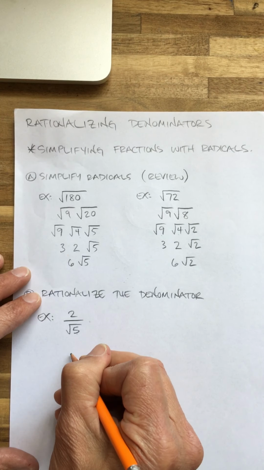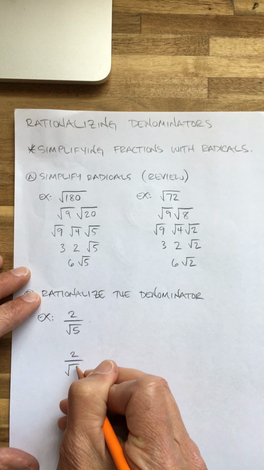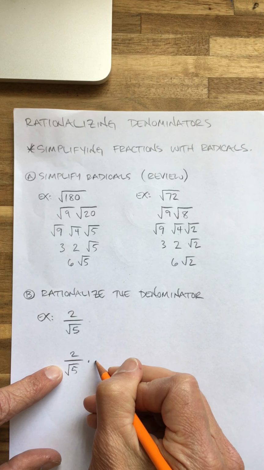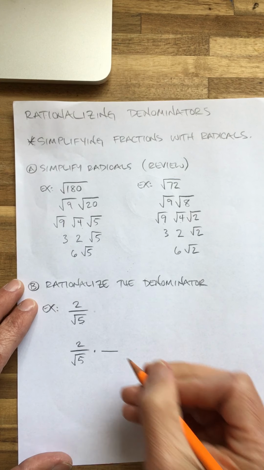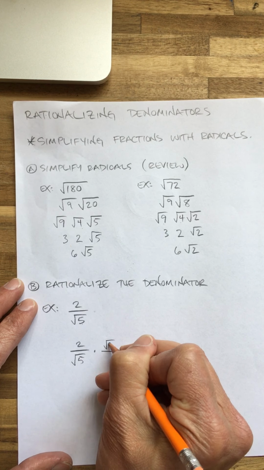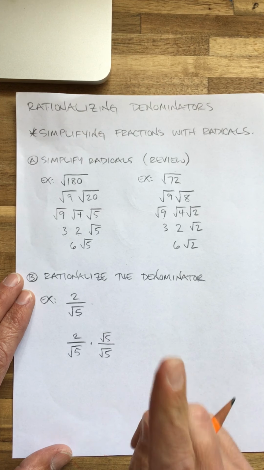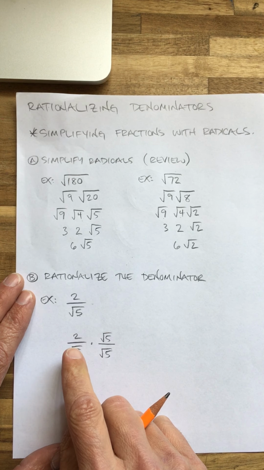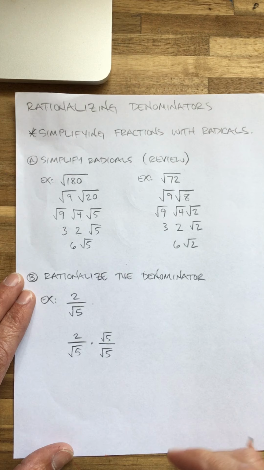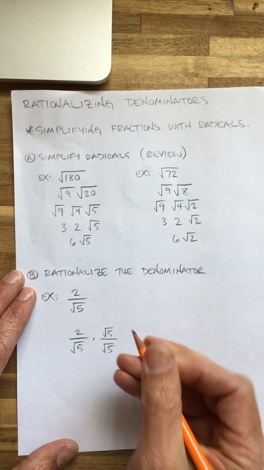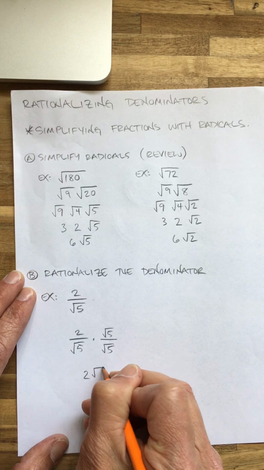Here, let me do it this way. I'm going to copy this again so you can see my steps. 2 over the square root of 5, okay? I'm going to multiply by 1. But watch how I write 1. I'm going to write 1 as the square root of 5 divided by the square root of 5. Isn't the square root of 5 divided by the square root of 5, isn't that 1? Okay, so I'm really multiplying this by 1. But watch what happens. Multiply the numerator: 2 times the square root of 5. What do you get? You get 2 times the square root of 5.